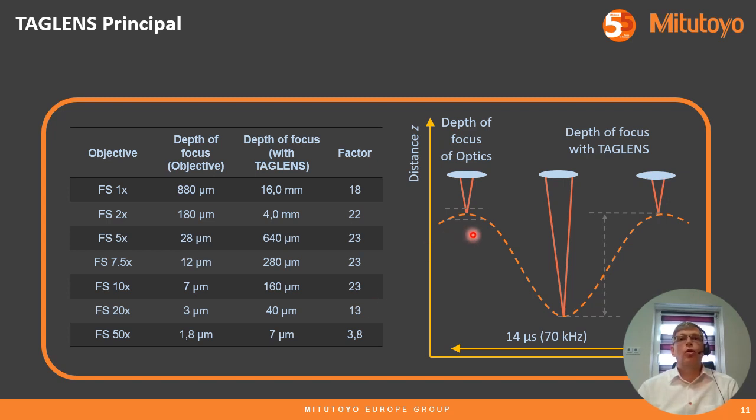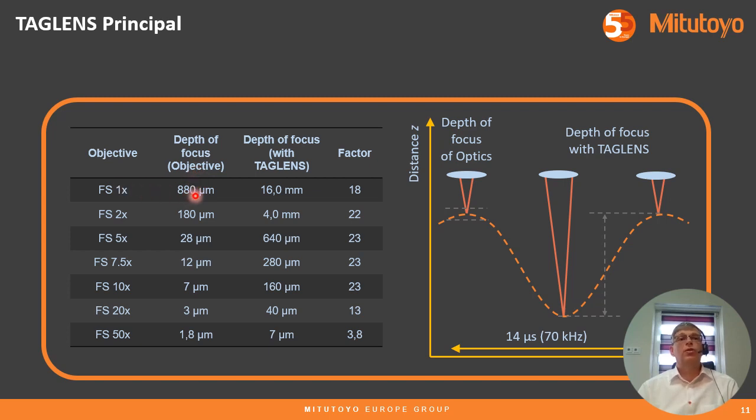If the combined optics has a specific depth of focus, this depth of focus region will be shifted with the TAG lens to a far and near position. Every objective also has a native depth of focus. Depending on the magnification, the depth of focus varies.